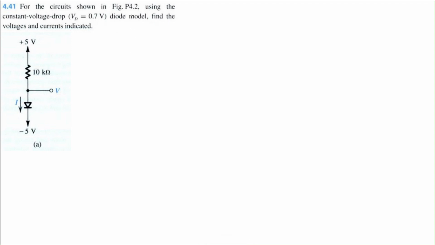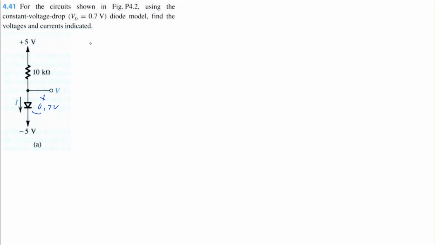Let's solve problem 4.41 for Microelectronic Circuits 8th edition by Sedra and Smith. We have four circuits that we're going to work through, and we're going to use the constant voltage drop model, where the voltage drop across the diode is 0.7 volts, and we want to find the voltages and currents indicated.